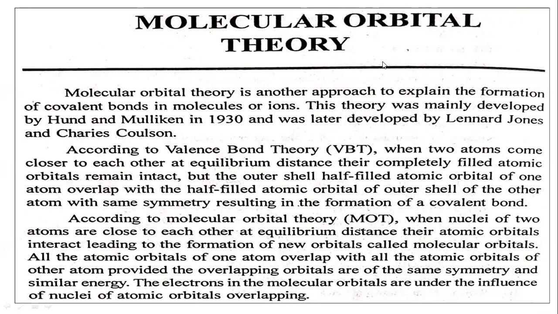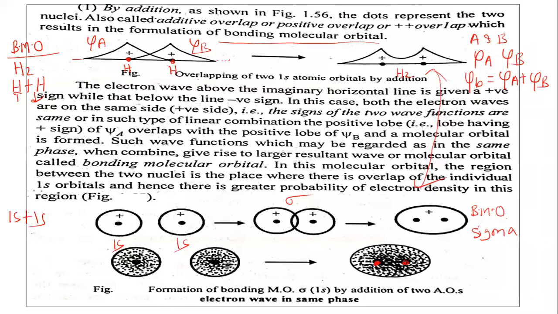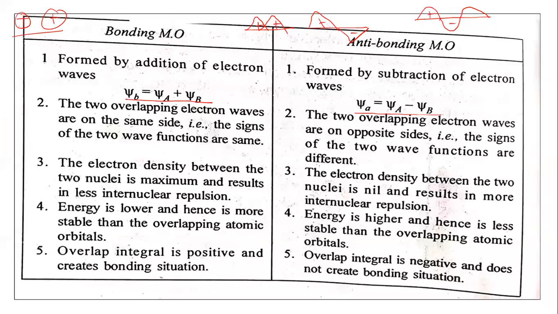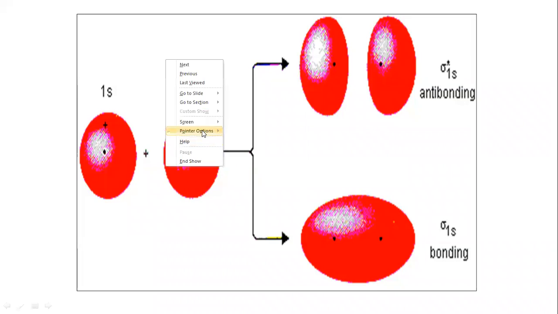Okay. Now two types of molecular orbitals are formed. One is the bonding molecular orbital and the other is the antibonding molecular orbital. I would like to show this with the help of this diagram. You can see the overlapping of 1s atomic orbitals. The 1s atomic orbital has a spherical shape.